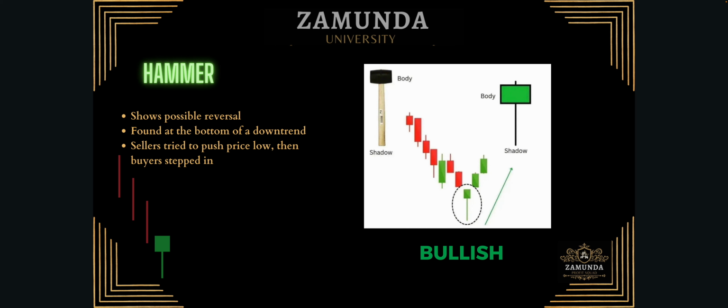It is important to note that the color of the hammer does not matter. It can be green or red, but you are looking for price to close near the open. The lower wick should be at least 2 times the size of the body.